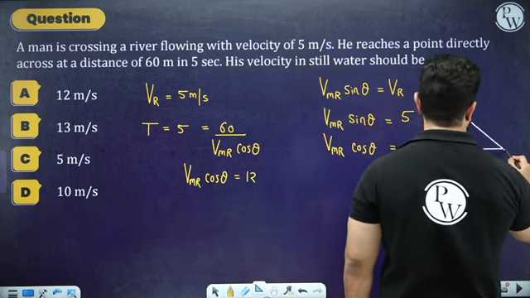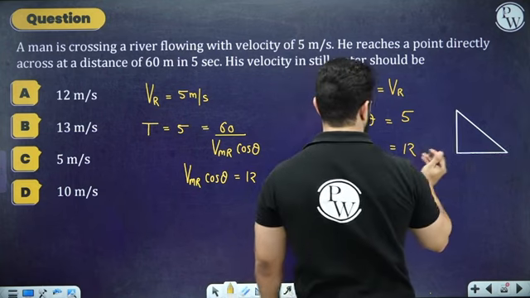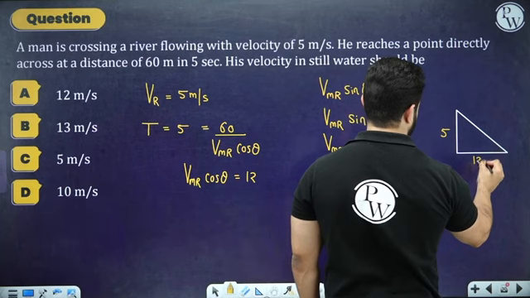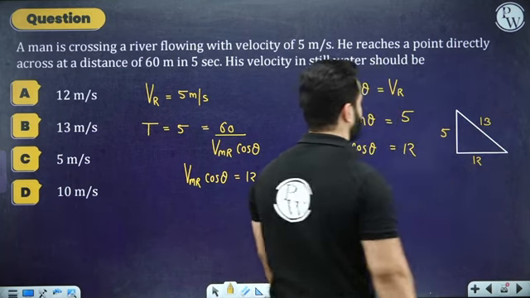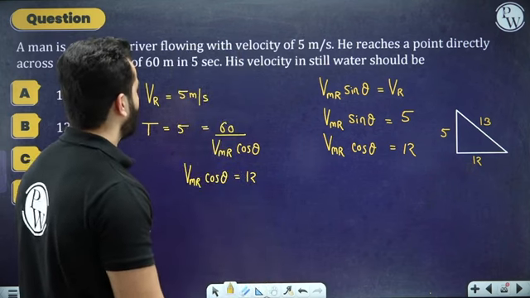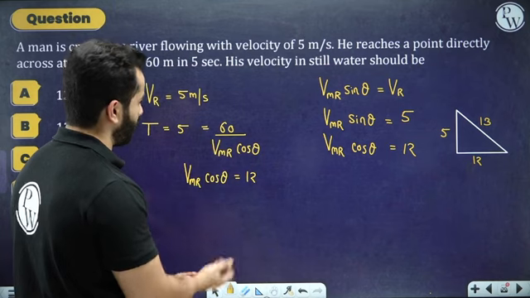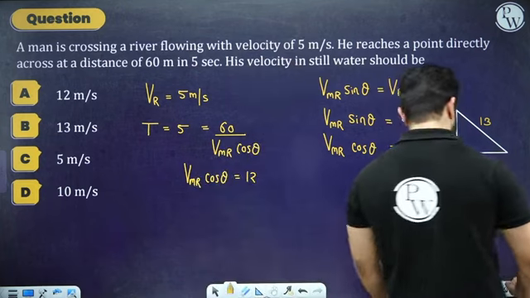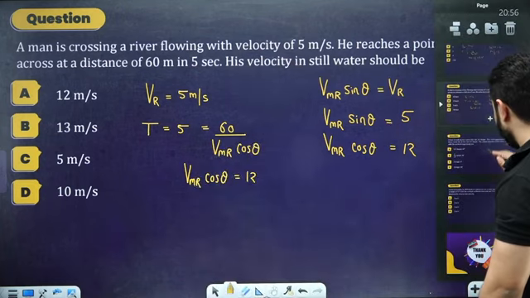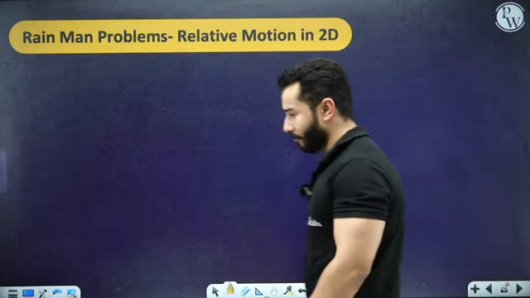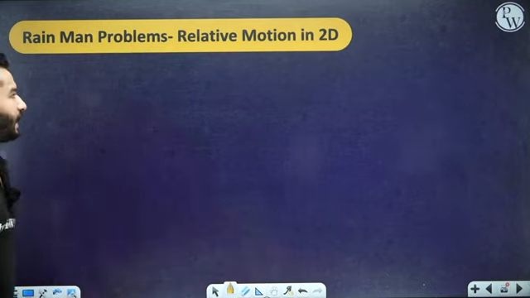Tan theta would mean, my friends, this is 5, this is 12, this is going to be 13, right? And now they are asking that his velocity in still water is. So now you can find out what VR is going to be, right? So complete this. Now I am going to complete this chapter after we finish Rain Man problems also.